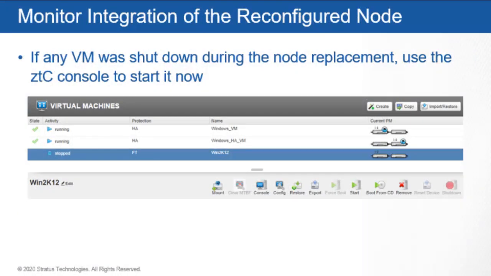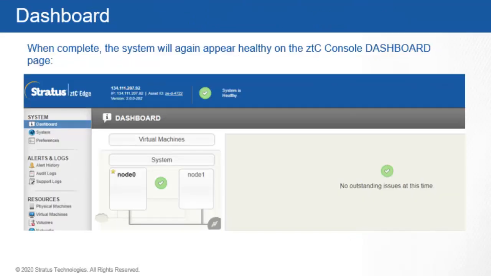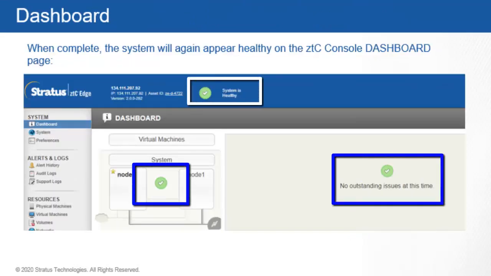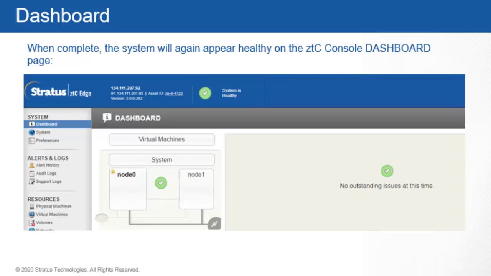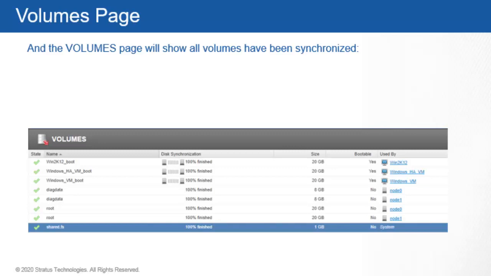Next, on the VMs page, check to see if any VM was shut down during the node replacement. If so, use the ztC console to start it now. This will ensure all storage for all VMs has been synchronized to Node 1. When complete, the system will again appear healthy on the ztC console dashboard page. And the volumes page will show all volumes have been synchronized. This can be identified by the green check mark under the state column and the 100% finished under disk synchronization.